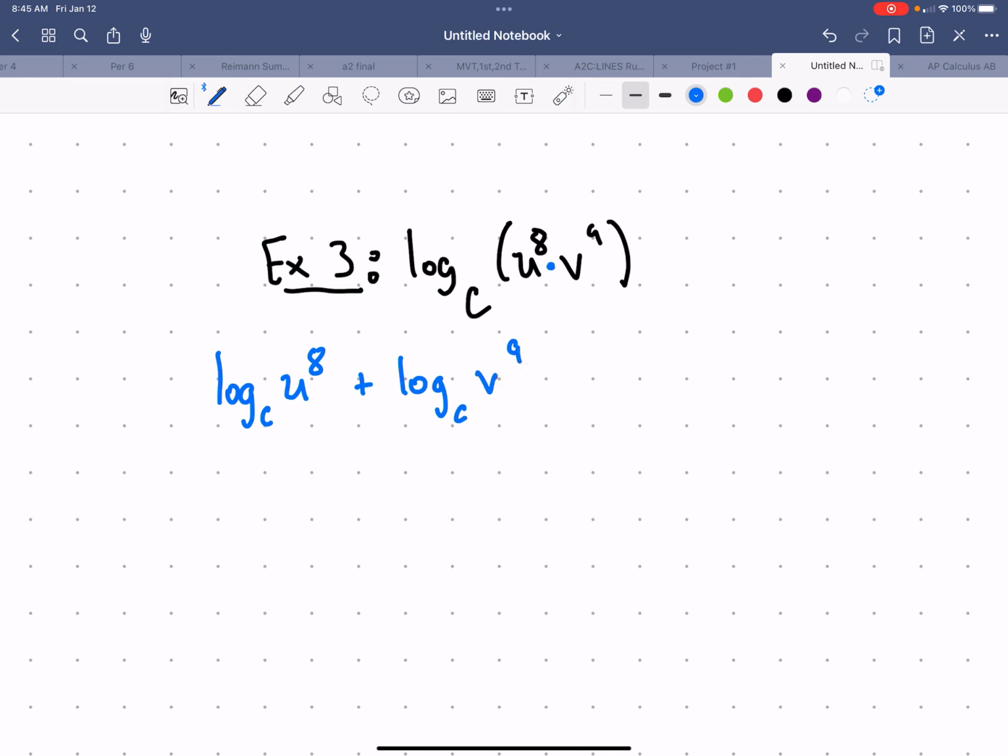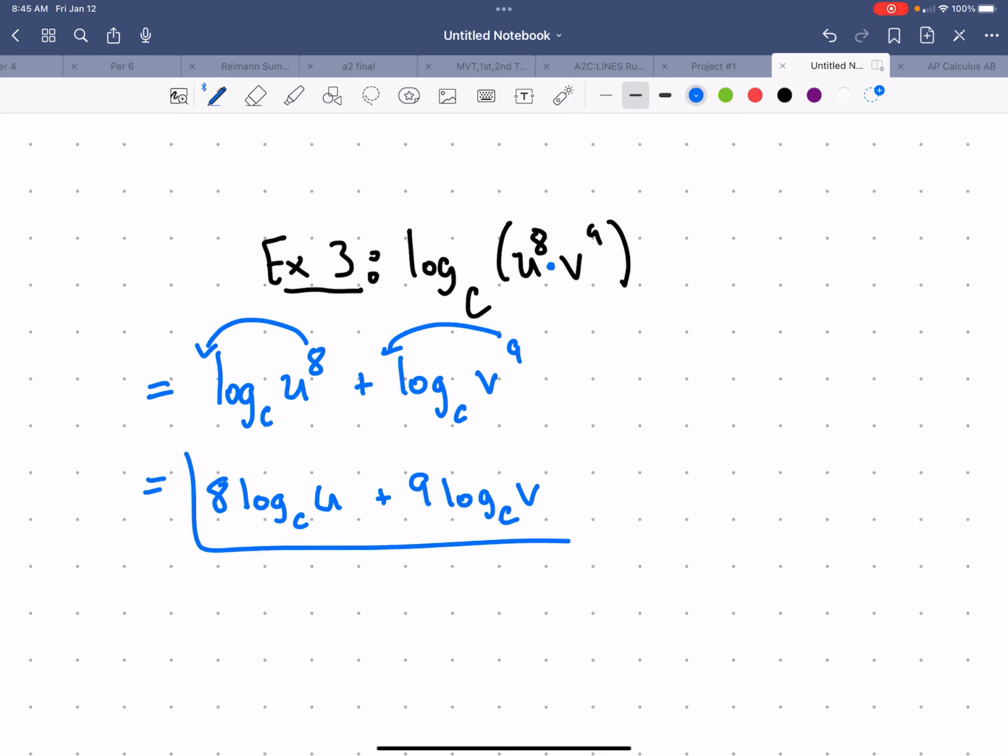So that's step 1, but we're not done because we don't like exponents in our logs. So we're going to bring the exponents to the front using the power rule. So you're going to have 8 times log base c of u plus 9 times log base c of v. And that's our answer. So hopefully you find this really easy because it shouldn't be that hard.